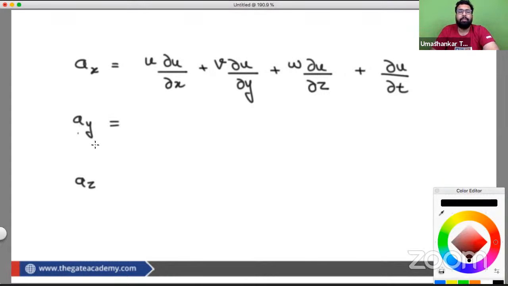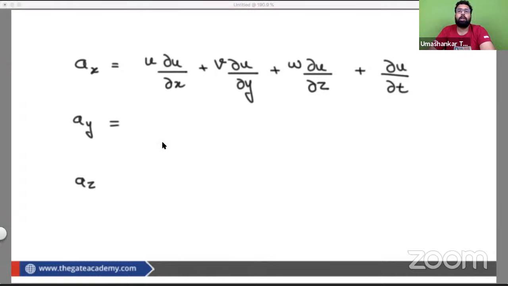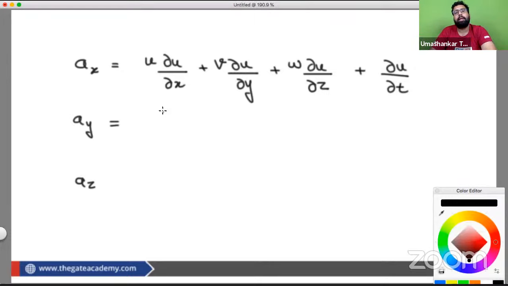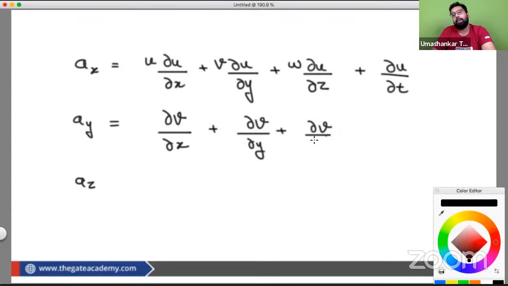Again, in y direction, what is the component of velocity? It is v. So again, writing del v by del x plus del v by del y plus del v by del z plus del v by del t, and again we can write this way, u, v, and w.